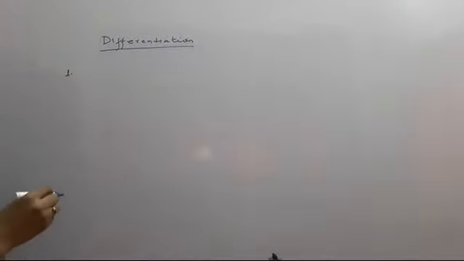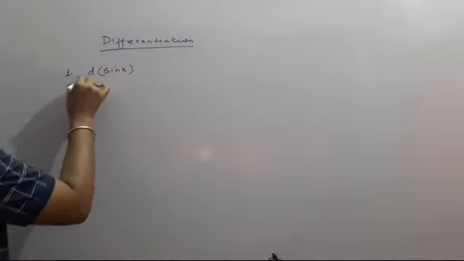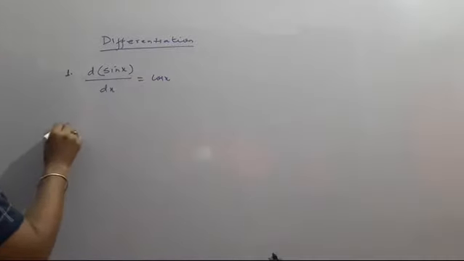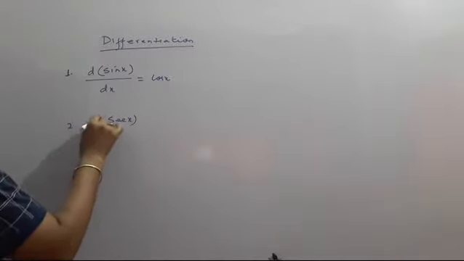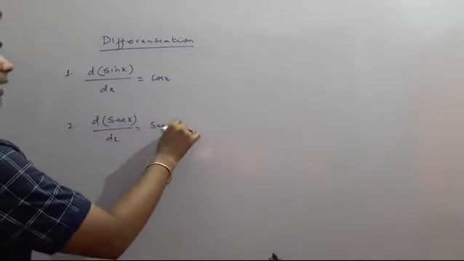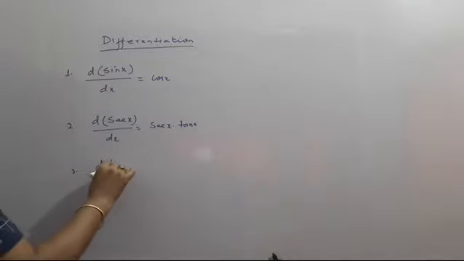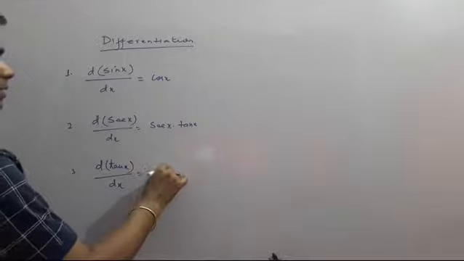First, the differentiation of sin x by dx is cos x. Second, differentiation of sec x by dx equals sec x into tan x. Third, differentiation of tan x with respect to x is sec square x.